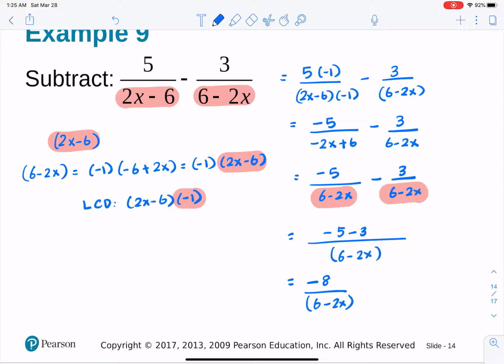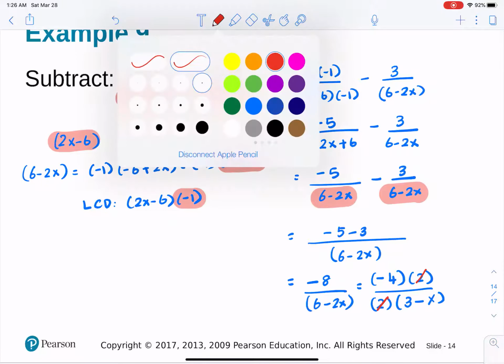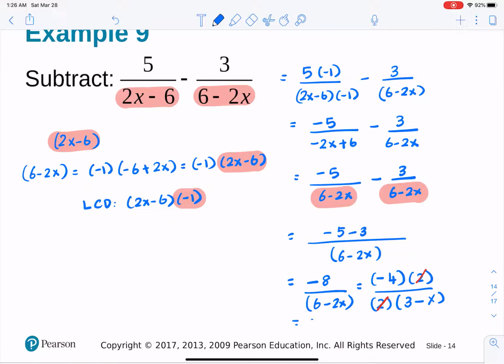If we can't simplify it further, we should make an attempt. I could write negative 8 as negative 4 times 2. There is a 2 in common in the denominator, so if I pull that out, 2 comes out, 6 becomes 3, and negative 2x would simply become x. I can cancel the 2's. So the answer is negative 4 divided by 3 minus x.